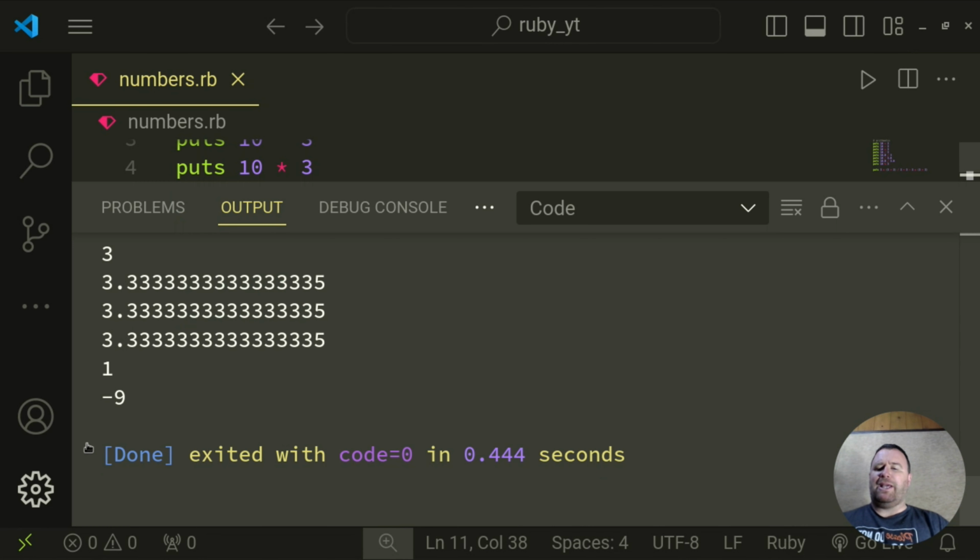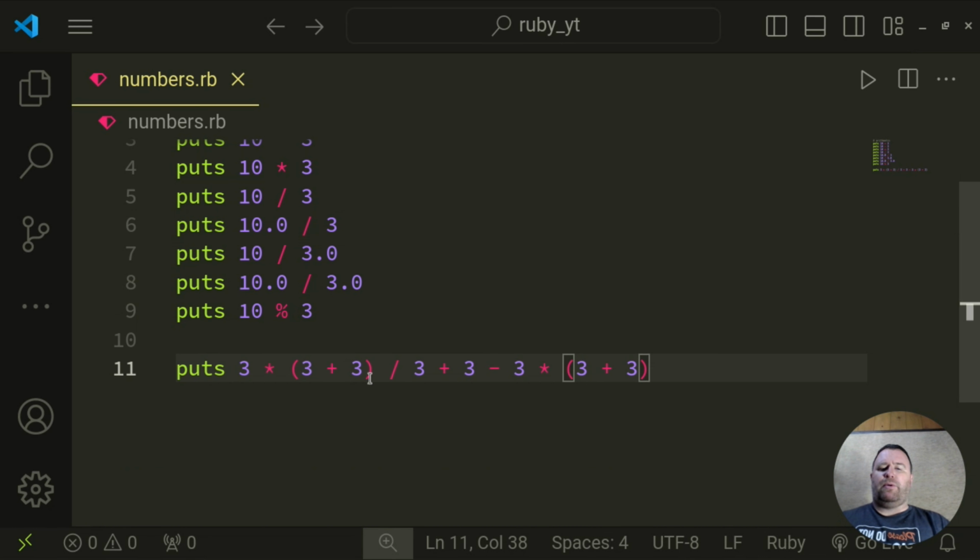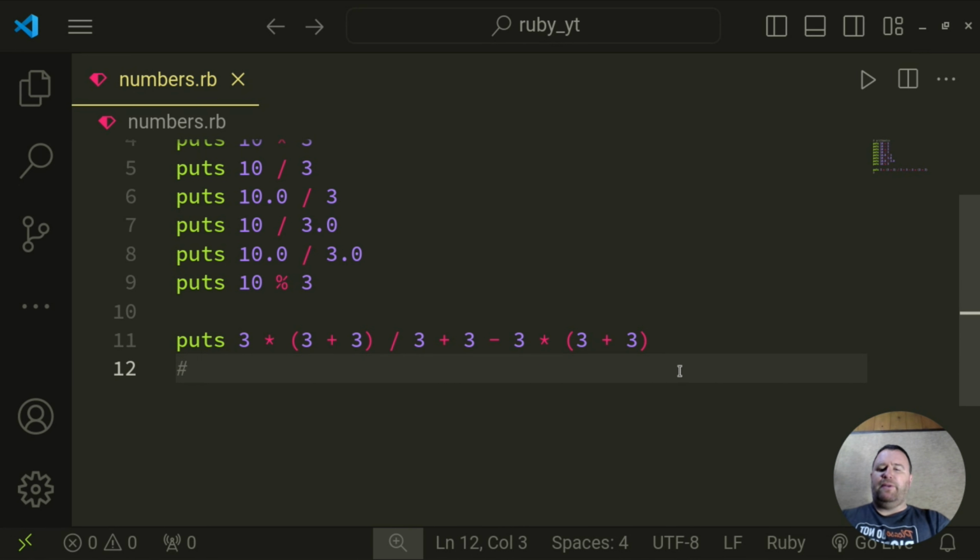Okay, and what do we get? We get negative 9. So why do we get negative 9 there? Well, we're going to evaluate the parentheses first. So let's write this out in comments here. If we evaluate the parentheses, we get 3 times 6 divided by 3 plus 3 minus 3 times 6 again. Okay, so now let's do the multiplication and division from left to right.